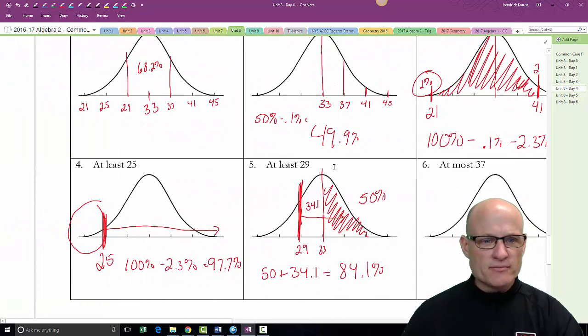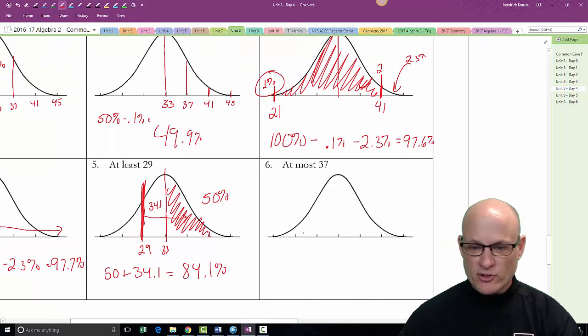And where's 37? At most 37. So here's 37. That's the most it could be. If that's the most it could be, anything down here, right? So we want the probability that x is less than or equal to 37. I probably should write that.